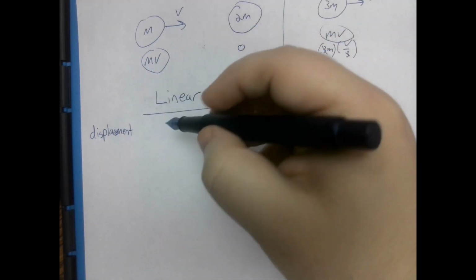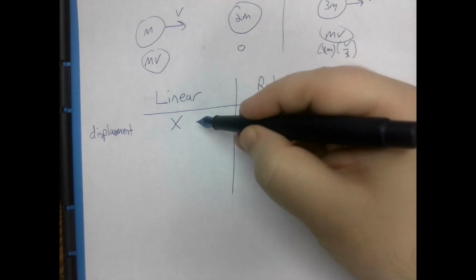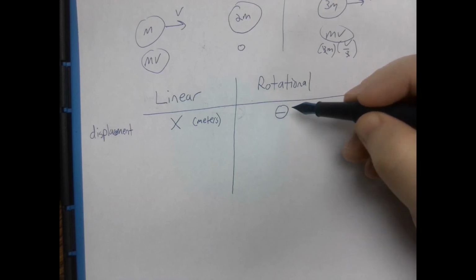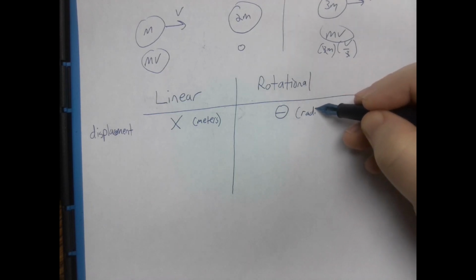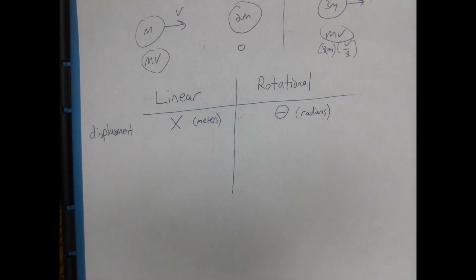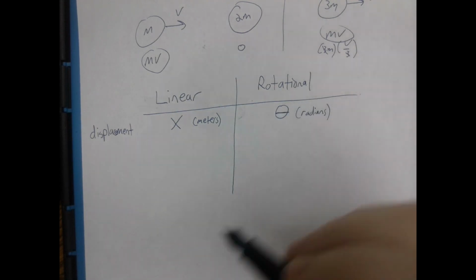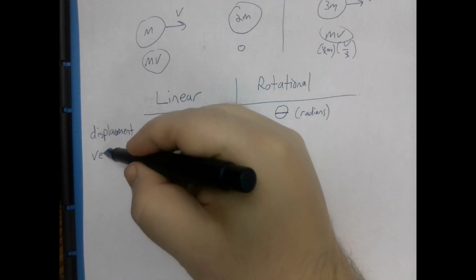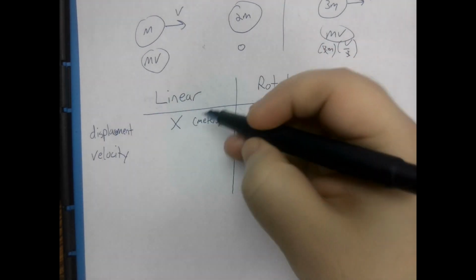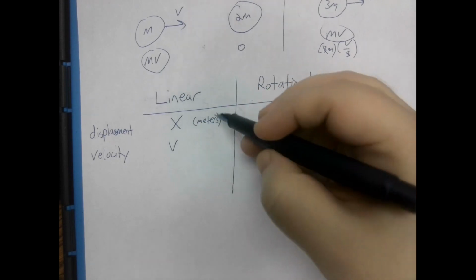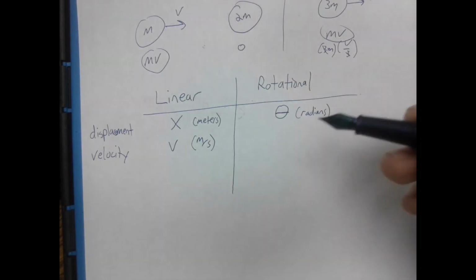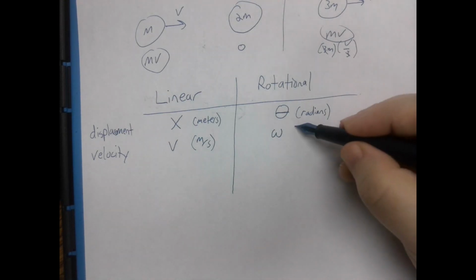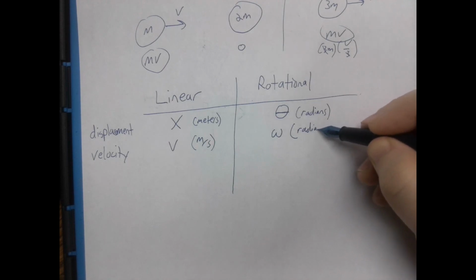Our distance. For linear, it's just x, measured in meters. For rotational, it's theta, measured in radians. So this is your angle. For speed, or velocity, it's going to be v, which is in meters per second. And for rotational, it's omega, and it's in radians per second.